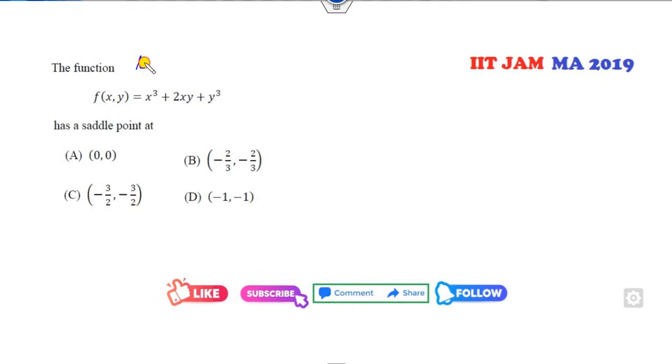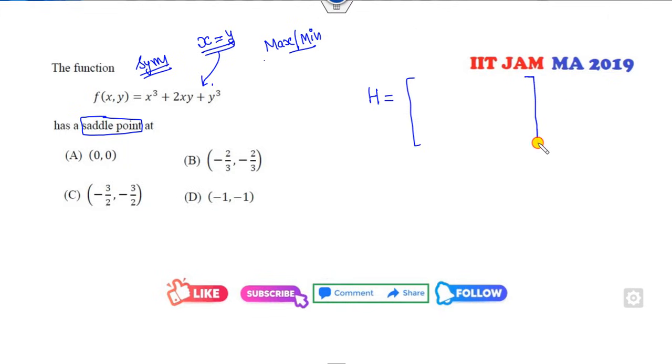Is the function symmetric? Yes, it's symmetric. So the solution is obtained at x is equal to y. But remember, you are talking about the saddle point. Whenever x is equal to y is needed, when you have to find the maxima and minima, you can substitute this value here. But right now we are talking about the saddle point, so you can find this h always.